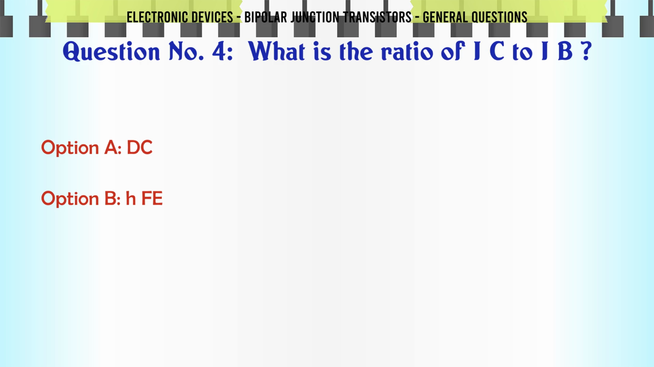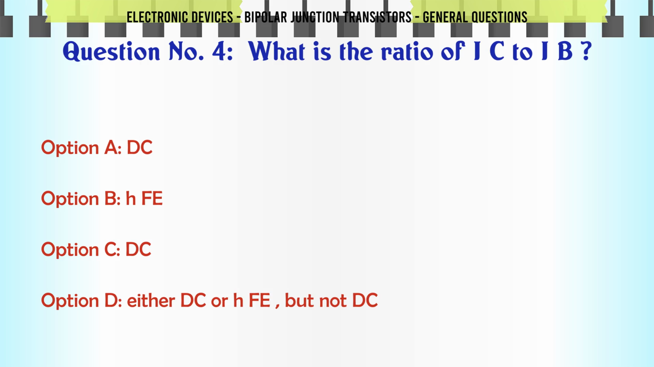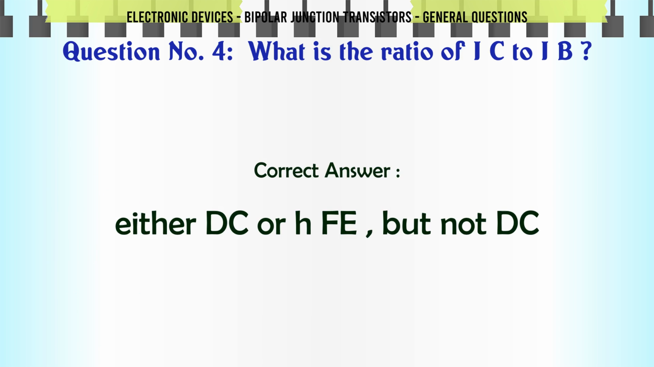A DC, B H-phase, C DC, D either DC or H-phase but not DC. The correct answer is either DC or H-phase but not DC.